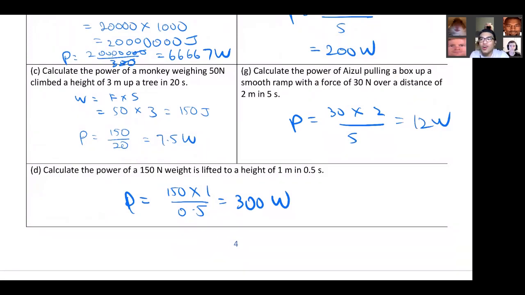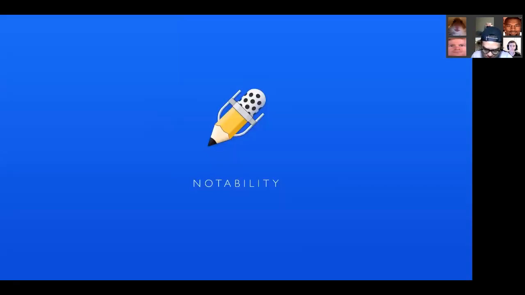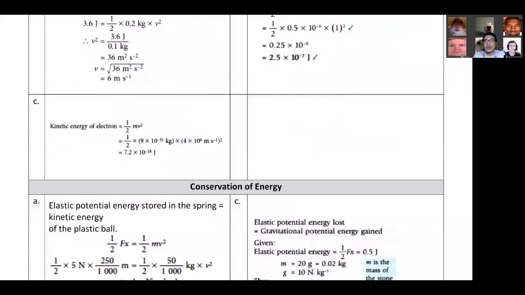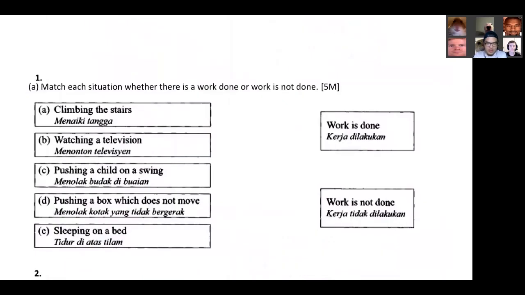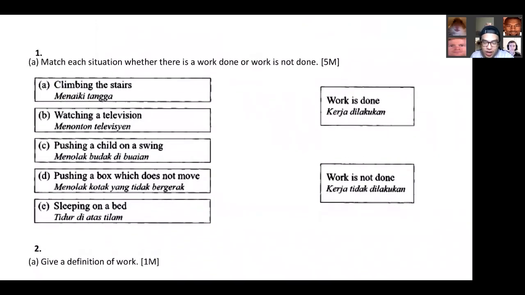So that's all for today that we are going to learn. Any question from you guys? If there's no question, then we shall go into the exercise. Very short exercise. Like I said just now, this chapter is very simple, so I wouldn't want to waste a lot of time here. So whether there is work done, sama ada kerja dilakukan.